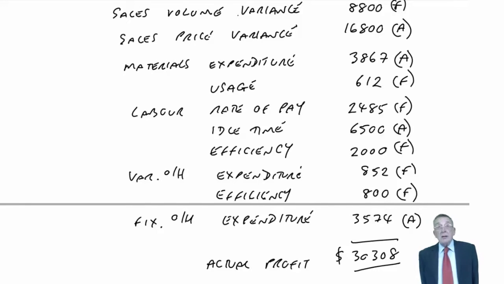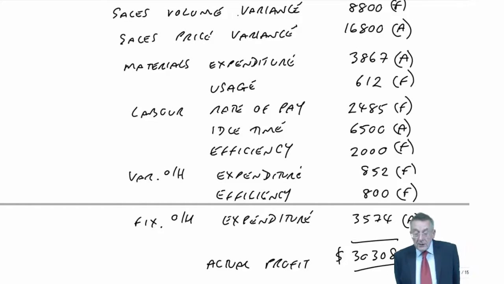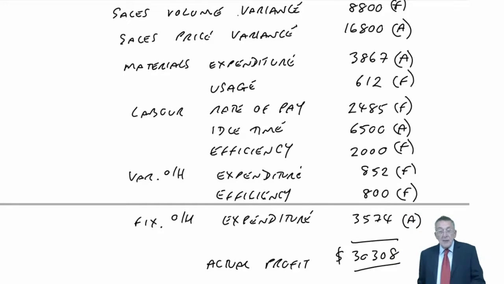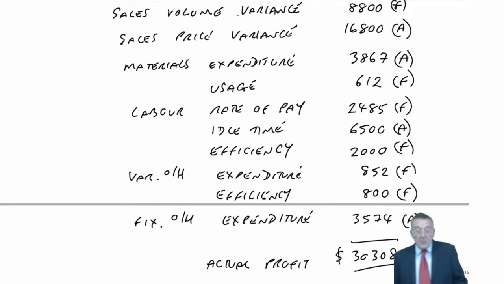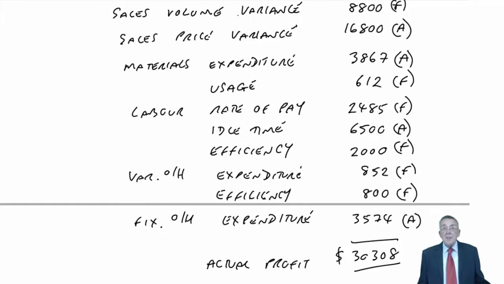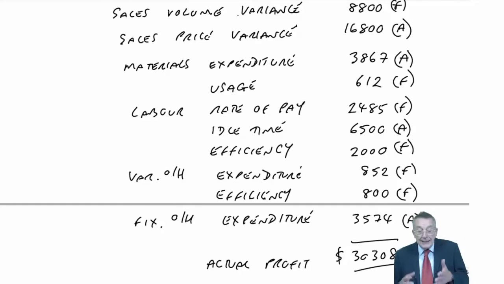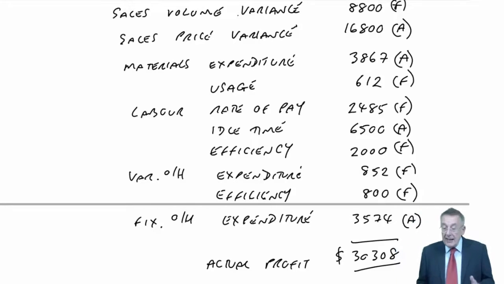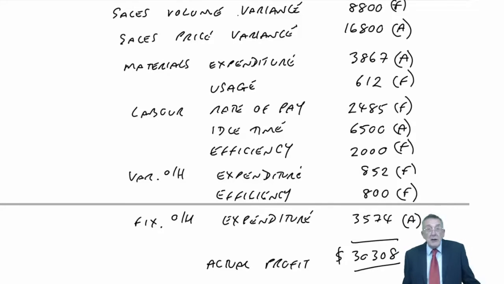And of course, although we've done all the numbers, management would want to get explanations from the relevant people as to why things were different than budget, particularly, of course, those that were adverse. So, materials expenditure, I said there's probably a purchasing manager who will want to know, why did we spend more than the £4.50 a kilo? Well, is there anything we can do to put that right for future months?